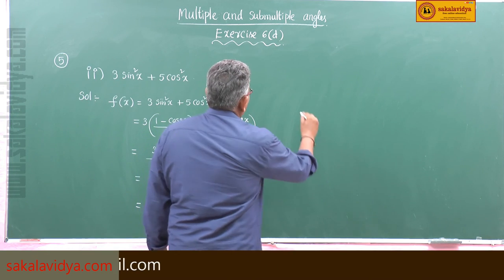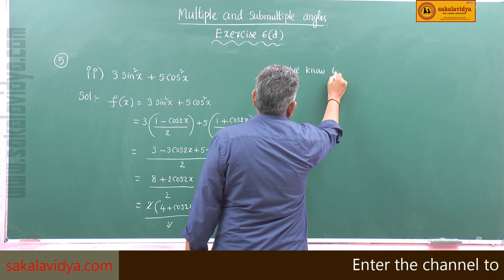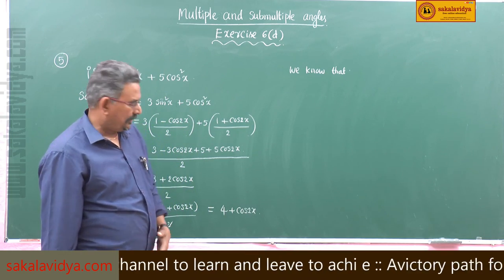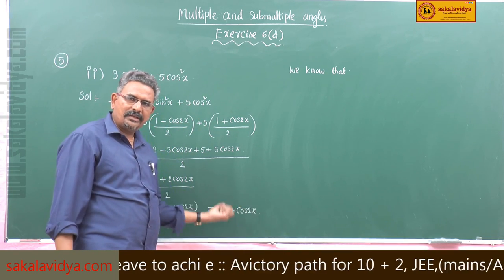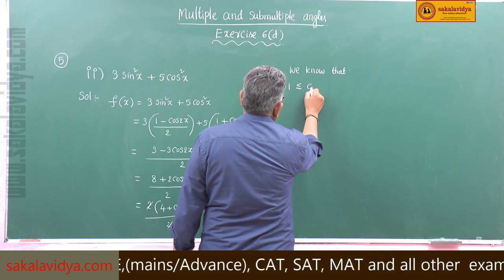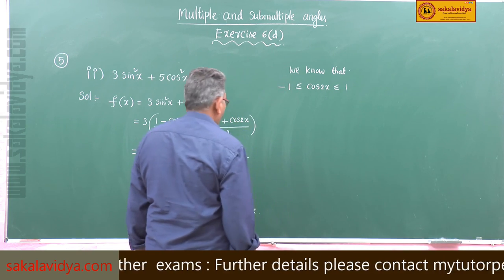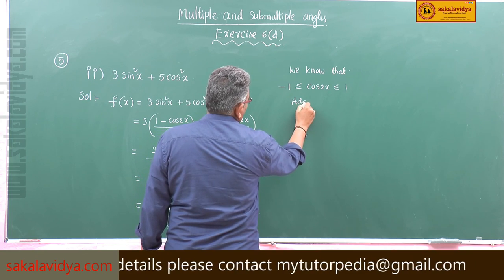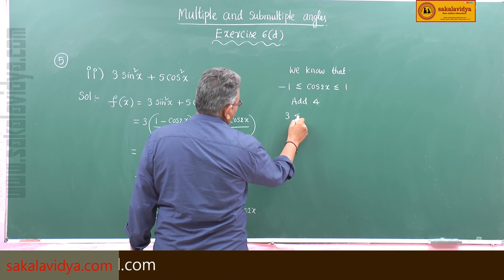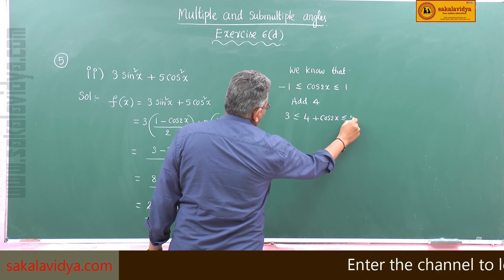Now, we know that the range of cos 2x function is minus 1 comma 1. That means cos 2x lies between minus 1 and 1. So, minus 1 less than or equal to cos 2x less than or equal to 1. Now, add 4 throughout. We get 3 less than or equal to 4 plus cos 2x less than or equal to 5.